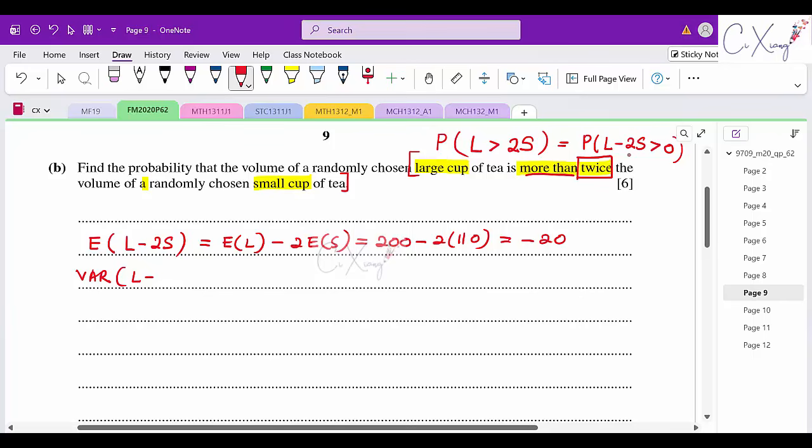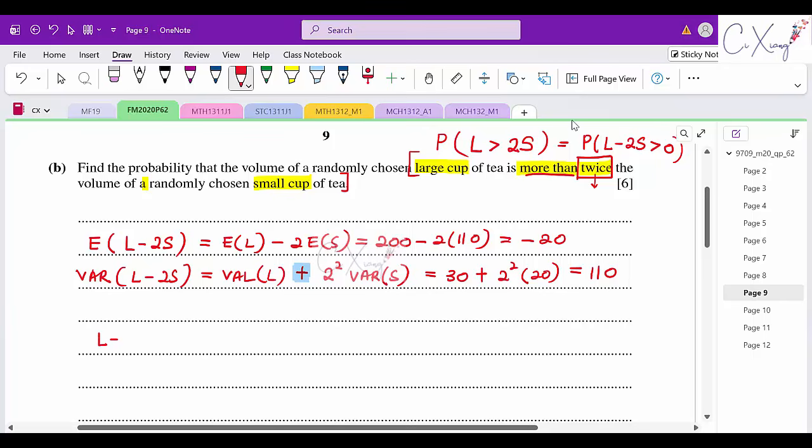So for the variance of L minus 2S, I will have the variance of L, then plus. There's a plus here. For variance, it is always positive, therefore all the minus will become a plus. Then it is the multiple of the small cup of tea. Twice here means 2 times, it is a multiple. To calculate the variance, you have to square the constant 2. So 2 squared with the variance of S. So we have 30 plus 2 squared multiplied by 20, and you are getting 110 for the variance.